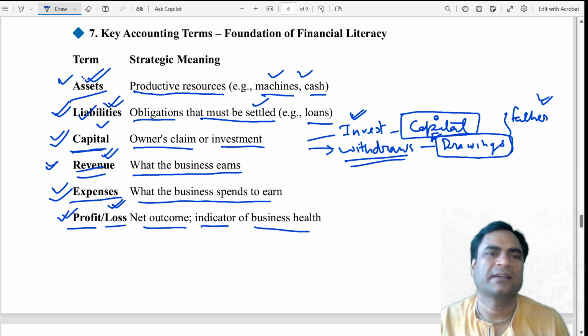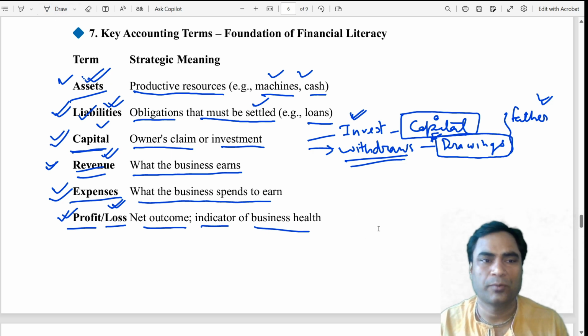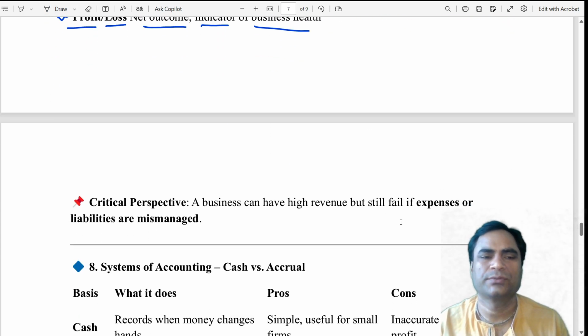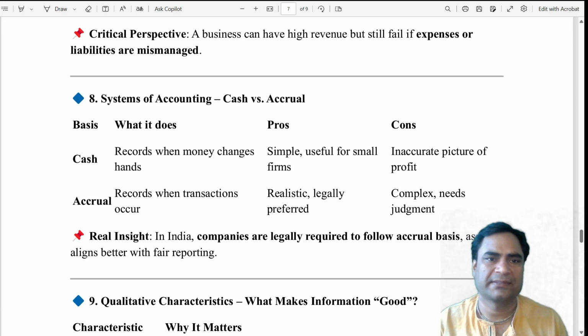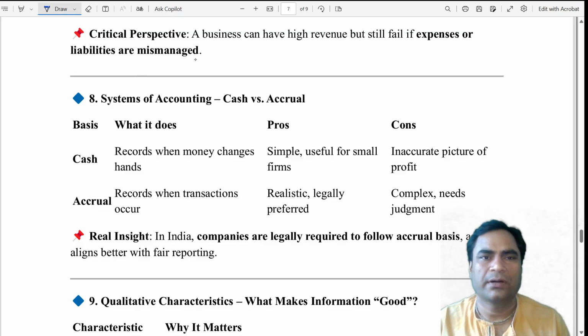So these are the key accounting terms. Hope you all would have learned the important keys. Let's move towards the next topic. Before going to the next topic, systems of accounting, let's give a concluding sentence to the accounting terminology.